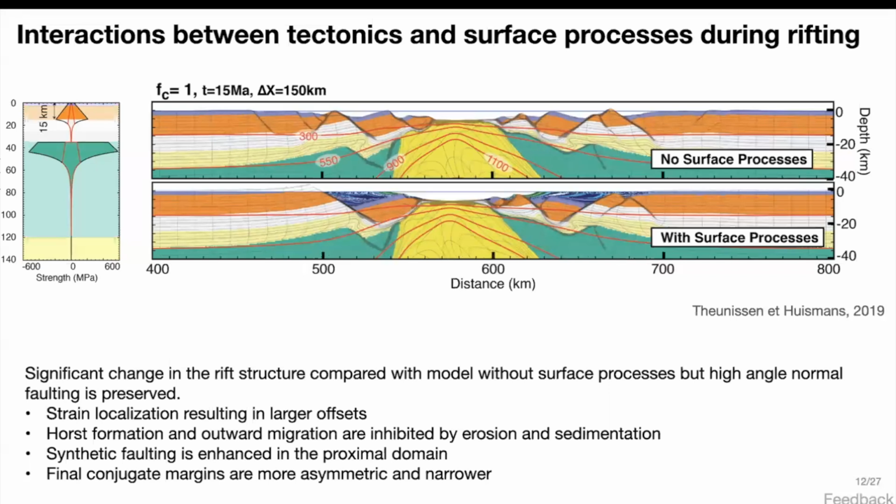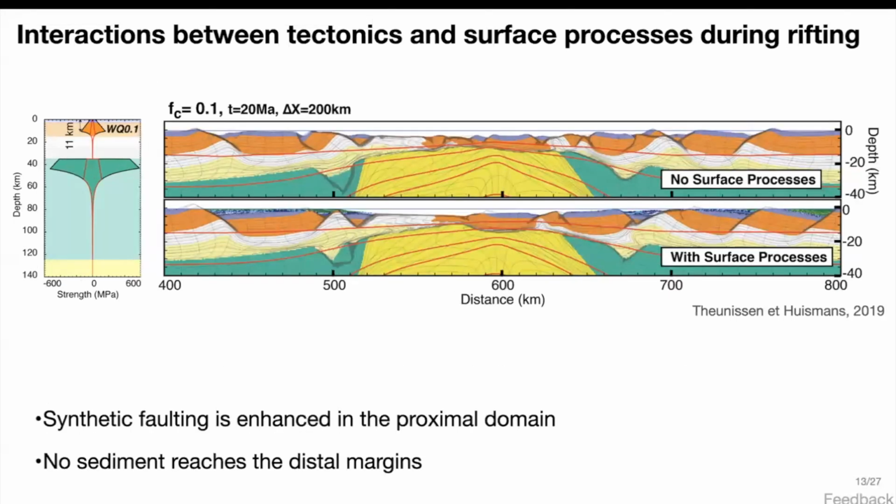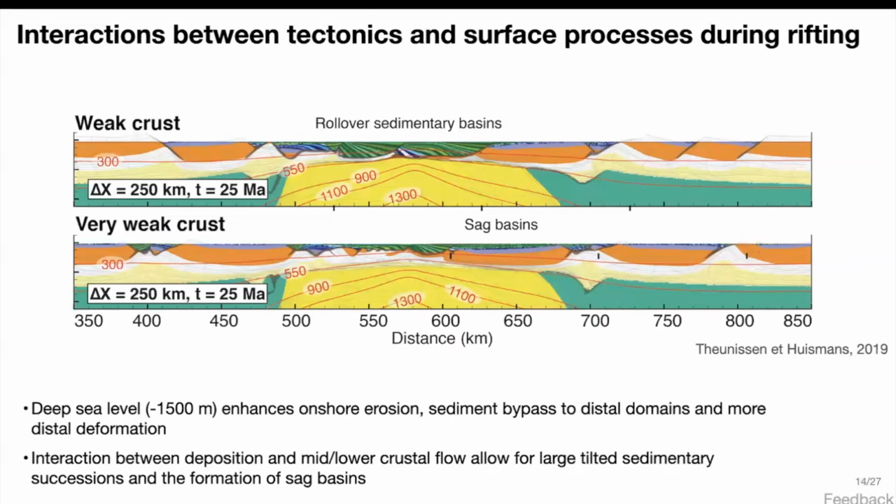And now if the crust is a bit weaker, similarly we see synthetic faulting, and we see the erosion on top of the footwall. But we also see this synthetic faulting in the proximal domain. What we can remark in that case is that sediments cannot reach the distal margins. However, we know that in many systems where the margin is really wide, we have sedimentation.